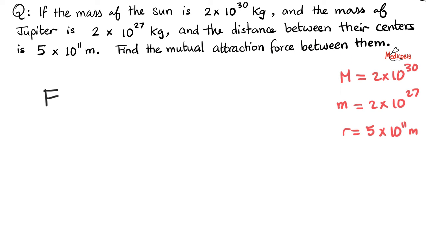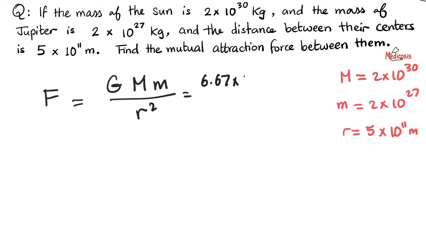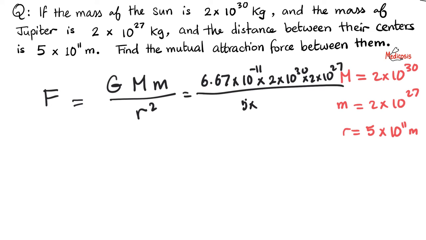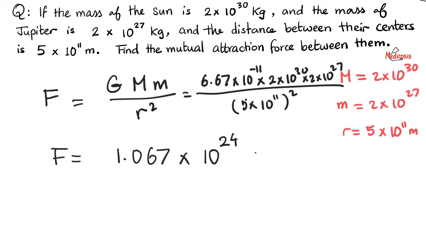Oh, so they want F. F equals universal gravitational constant times big M times small m divided by radius squared. What is big G? They should give this to you on an exam, so it's 6.67 times 10 raised to the negative 11th power. Multiply this by the big M, or 2 times 10 power 30. Multiply this by the small m, or 2 times 10 power 27. Divide all of this by 5 times 10 power 11 and you square this. Do the math, you'll find that the attraction force equals 1.067 times 10 raised to the 24th power Newton.